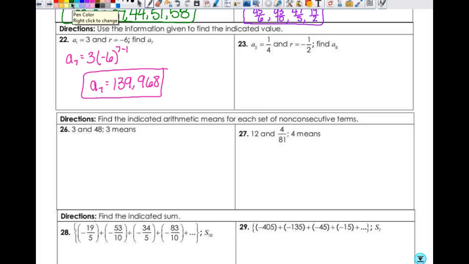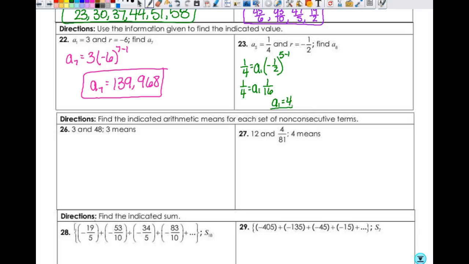All right, so I have A5 and R. I need A8, which means I need to find A1 first. So A5 is 1/4. That's equal to A1, which we don't know, times R, which is -1/2, to the 5 minus 1 power. If I take -1/2 to the 4th power, that's going to give me 1/16. So 1/4 is equal to A1 times 1/16, which means when I divide that out, A1 is equal to 4.